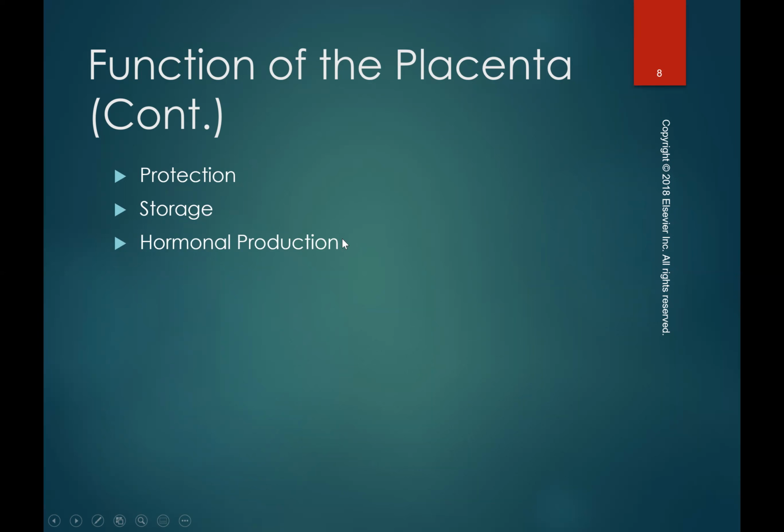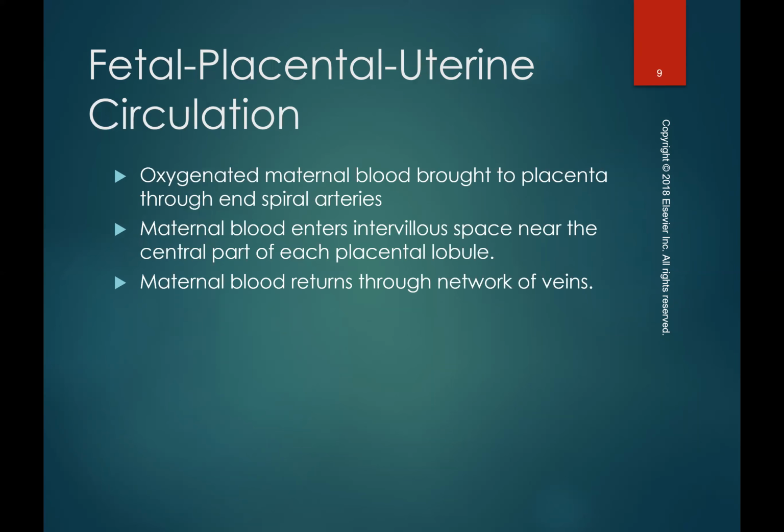Hormonal production, it's interesting if you've heard that some people after they have the baby will take pills of their placenta, and people swear that it actually helps with postpartum depression, those postpartum variants of hormones. It helps with breastfeeding because the placenta does contain a lot of estrogen and progesterone. The fetal placental uterine circulation, so like everything is connected there.